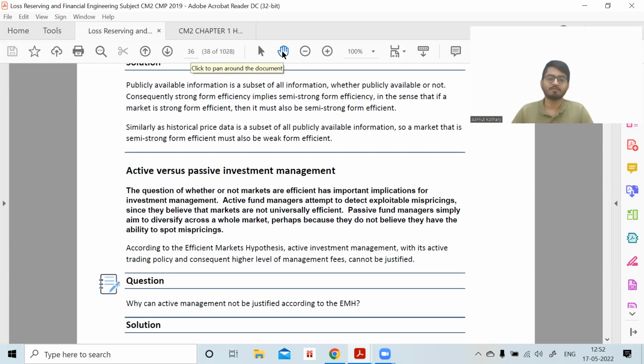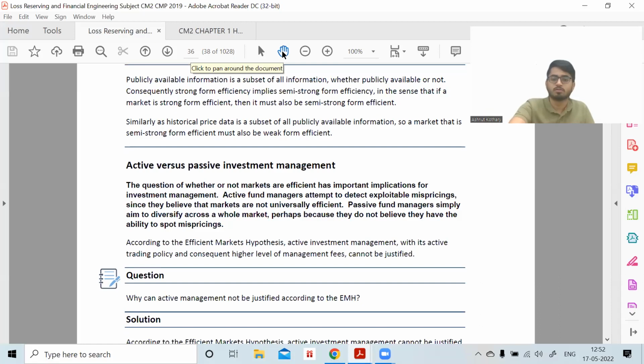Now the question is, why can active management not be justified according to EMH? More specifically, I would say, let's say, semi-strong form of EMH. If markets are semi-strong form efficient, it means that using publicly available information, you cannot generate higher risk-adjusted returns. So active management relies on what? You are basically using certain information and your own judgment to generate higher risk-adjusted returns, but then that is something which is not possible in the first place only.